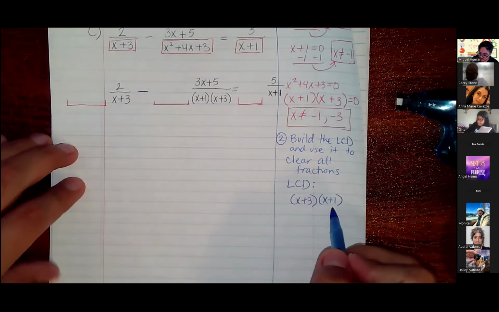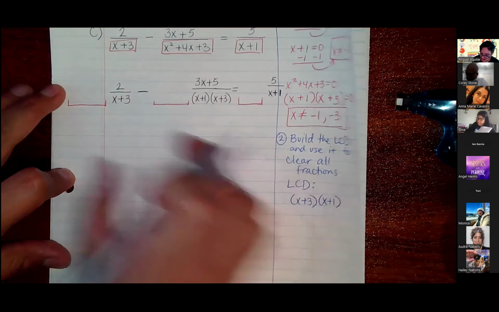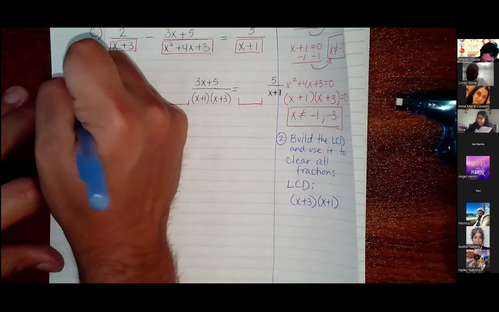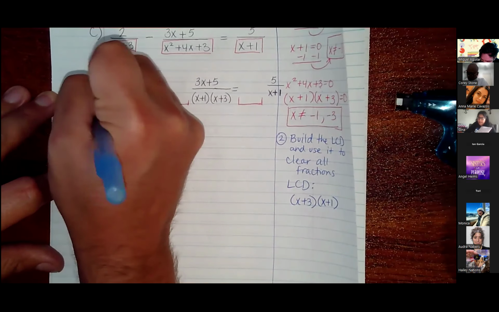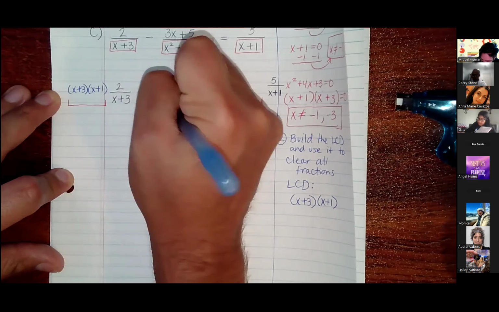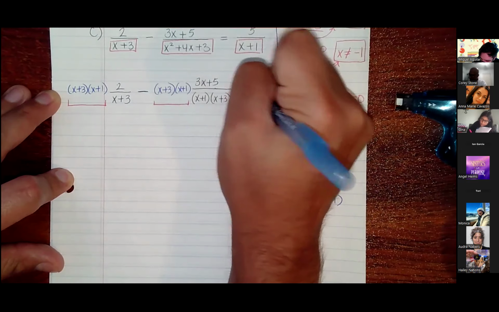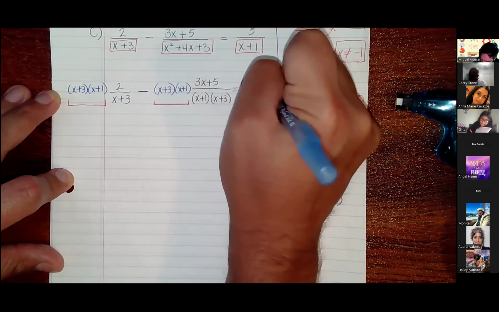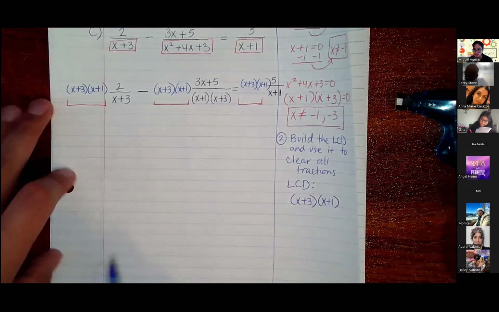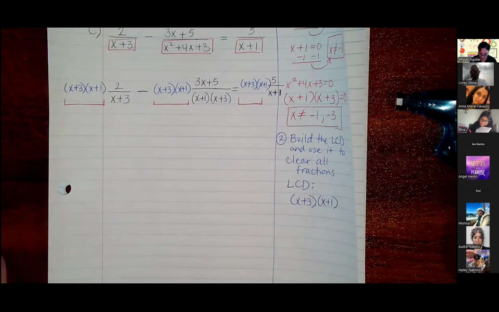So if we build this LCD correctly, then we can put those in each of these buckets. So I'm going to put x plus 3 times x plus 1, x plus 3 times x plus 1, x plus 3 times x plus 1. And I didn't leave myself a whole lot of space, so I apologize for that. But we filled up our buckets with the LCD. Okay? Questions, comments?